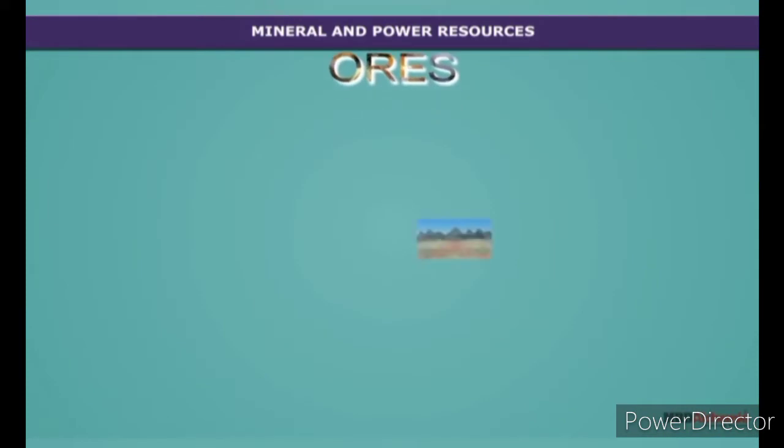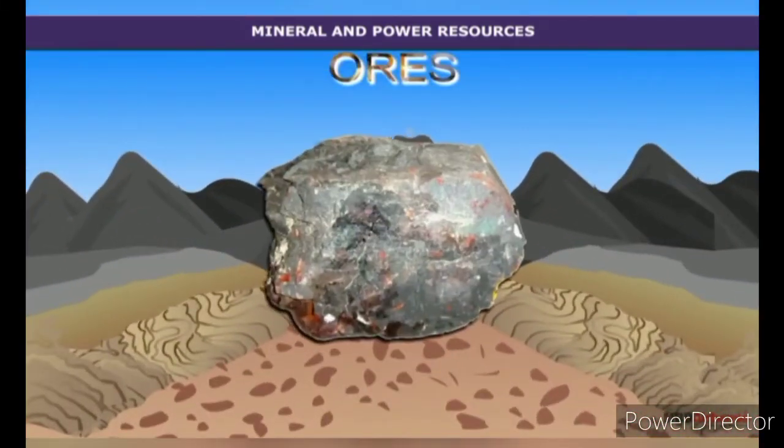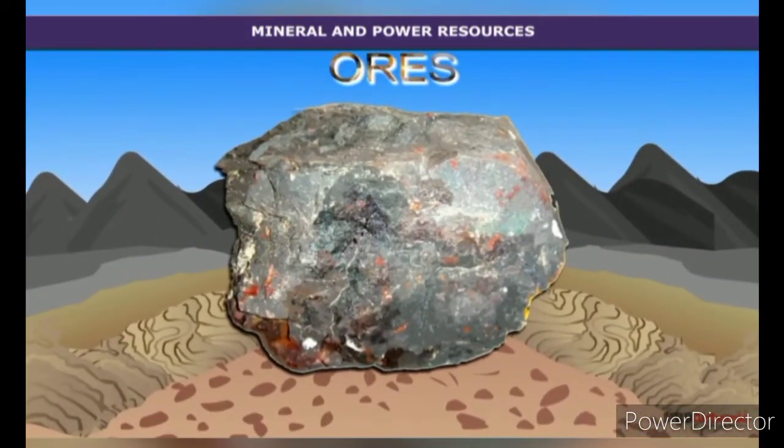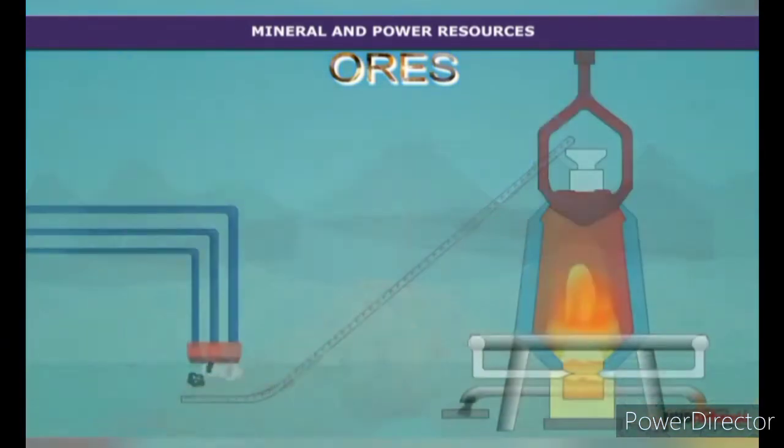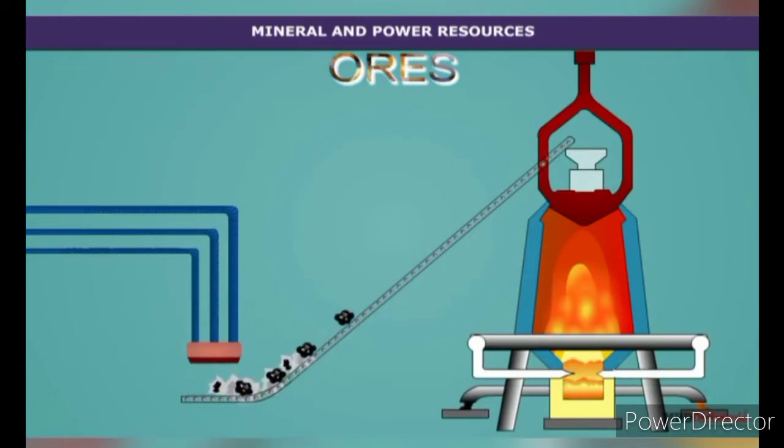Ore. A mineral from which a metal is obtained is called an ore. The ores are extracted through mining. These are then refined to extract the valuable elements. The most common process is extraction of iron from its ores.